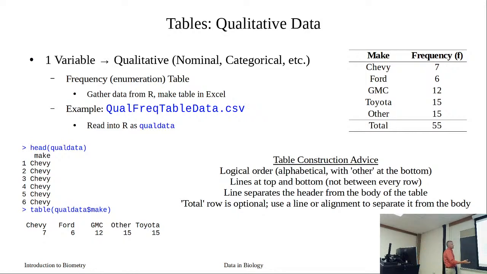But here's some advice when you make these tables. One, put your categories in a logical order. Alphabetical is great. Maybe you're going to group it by who's doing some independent research.